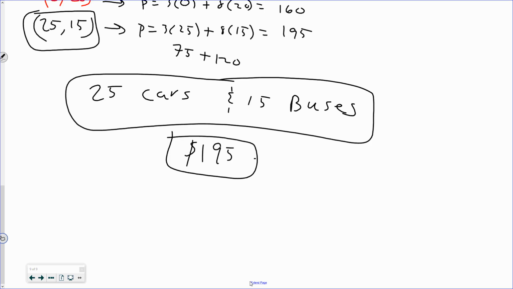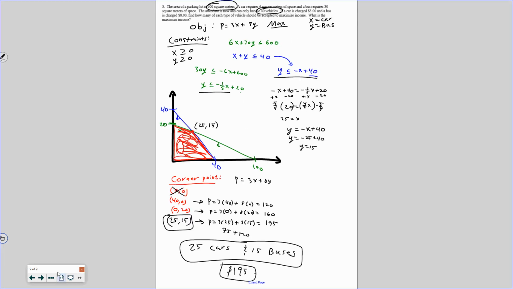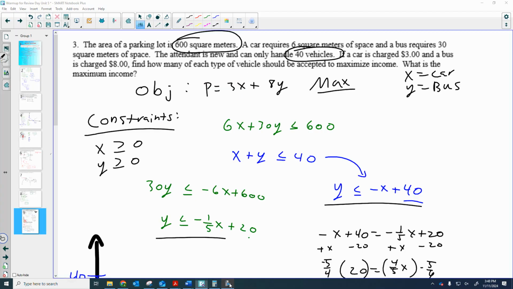Yeah, because it asks what is the maximum income and also how many cars and buses you have to have. It depends on what the problem's asking. In this case, it asks for both. Make sense? Any questions about that? Are we good? Great. All right. And we stop the video, and that's it.